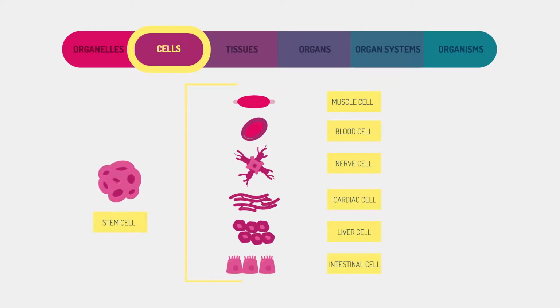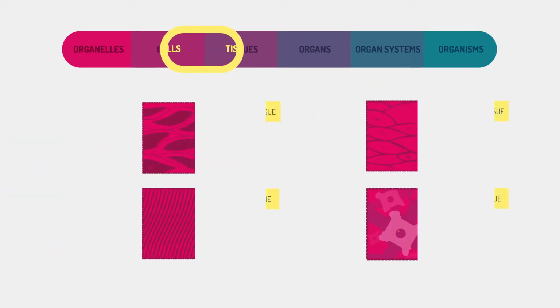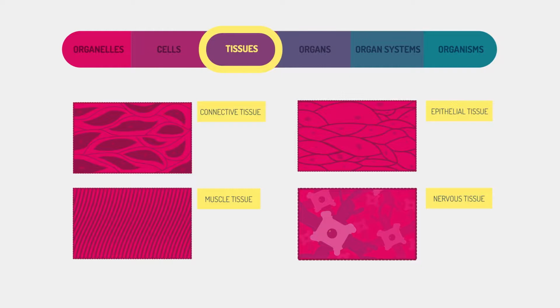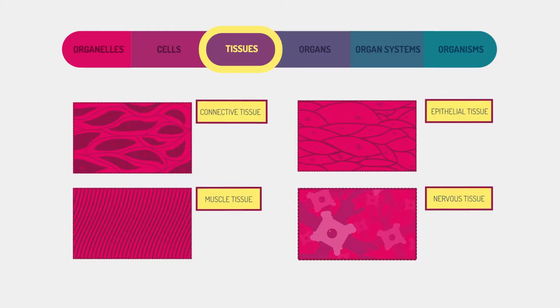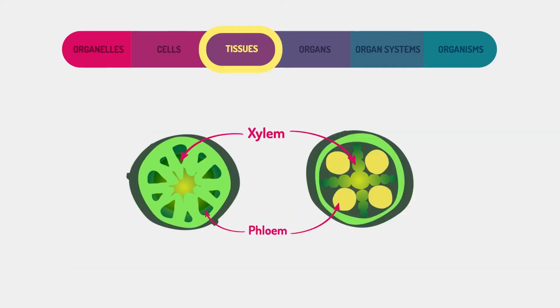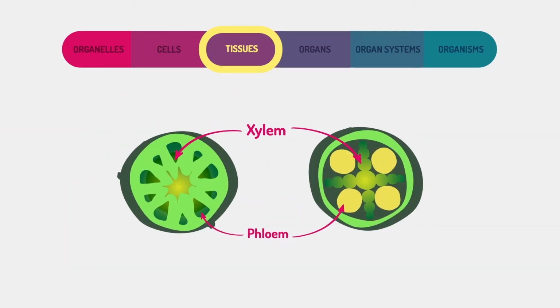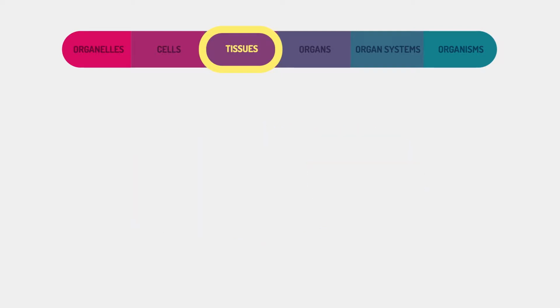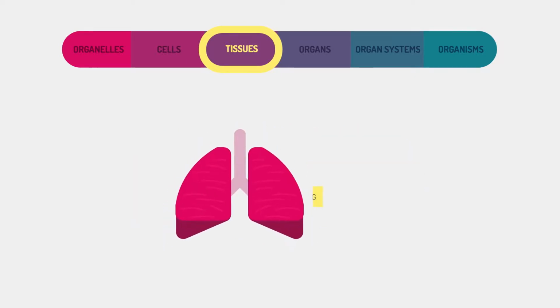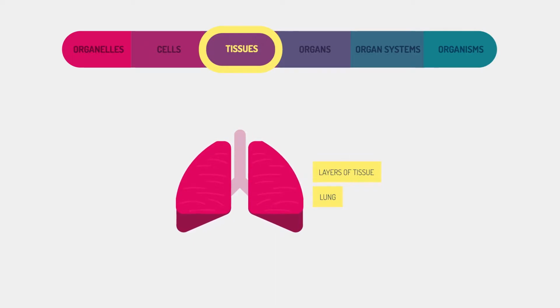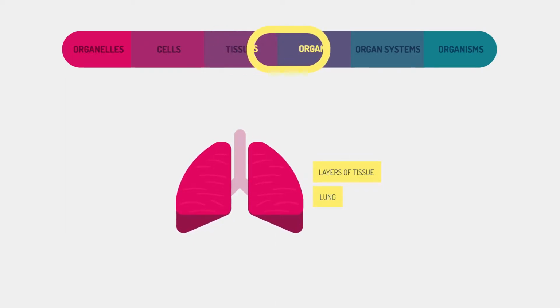Here are a few specialized human cells. Groups of cells then form together to form tissues. In humans, we have 4 main types of tissue. In plants, the xylem and the phloem are examples of plant tissues. When there are layers of tissue working together, they form an organ.